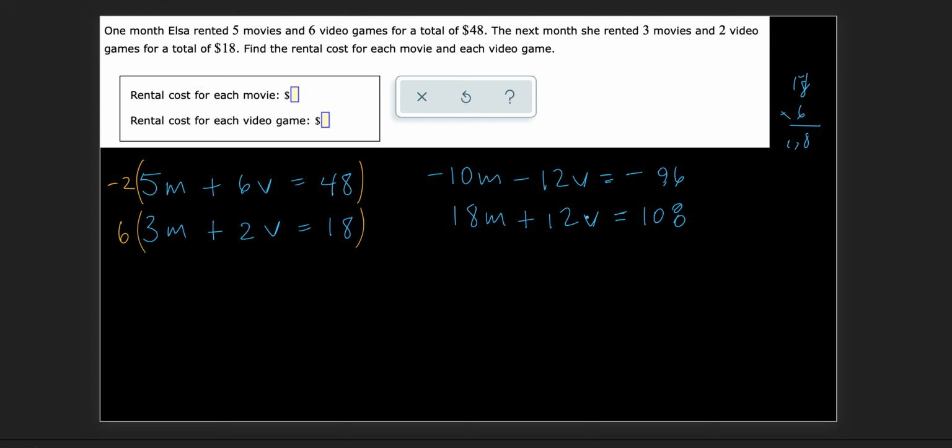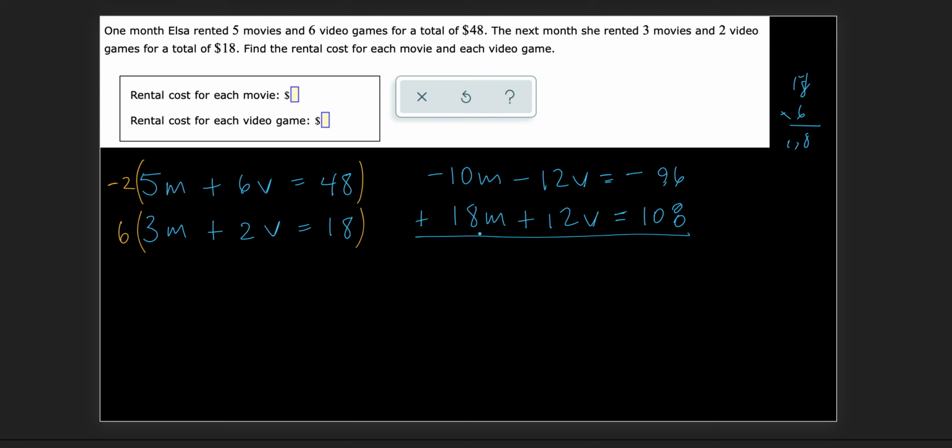Because the v's will add up to 0. That's why I picked -2, because I saw the 6 here. And I picked 6 because I saw the 2 here. I could have made the 6 negative instead of the 2. I would have got plus 12v minus 12v. That's just fine. Now I'm going to add these.